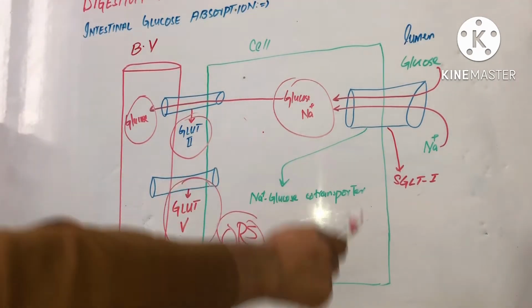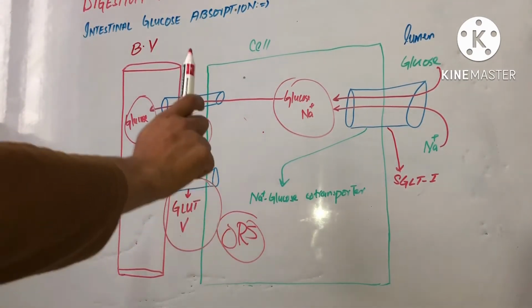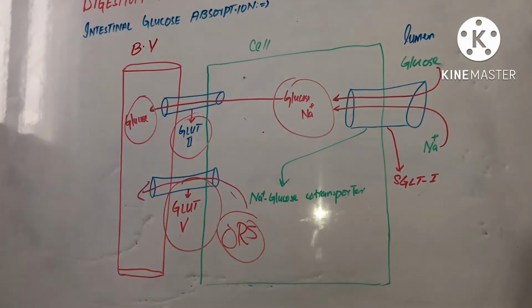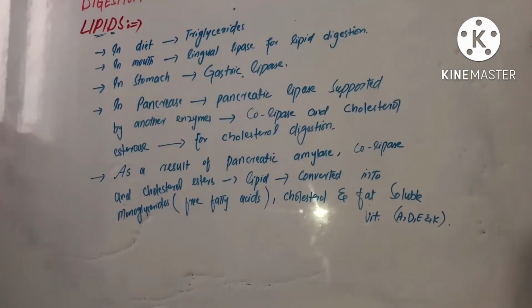Same is the case: fructose is absorbed from the lumen into the cells, and then this fructose is transported from the cell into the blood vessels. So the absorption of the fructose is also done by facilitated diffusion.